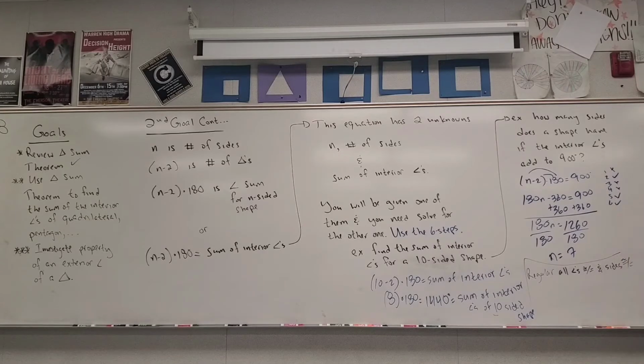So you might be asked to find what each angle measures in a regular shape. And so if we were told that the shape was regular and the interior angles added to 900, then you know that each angle has to be equal. And so in order to answer this question, what does each angle measure in the shape?